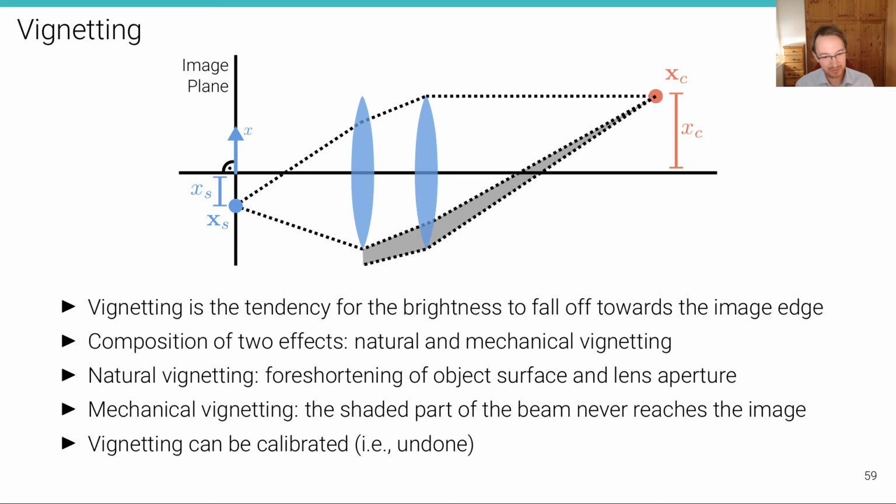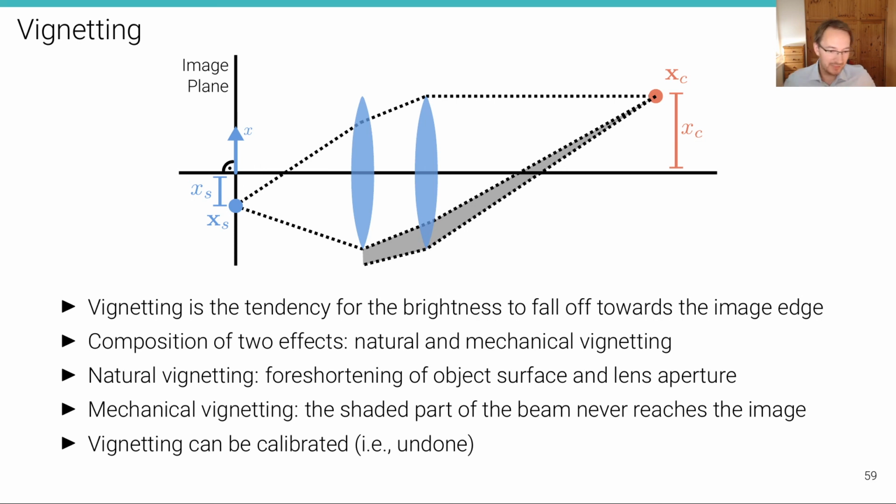And mechanical vignetting is due to the shaded part of the beam sometimes never reaching the image. And with shaded, I mean here the shaded part in this image. So if you look at this beam here, and these rays that pass through this part of the first lens surface, this is a multi-lens system, they actually never reach the second lens or the image plane. And this is the reason why, in particular, regions at the boundary of the image appear darker than in the center of the image. And that's called vignetting.